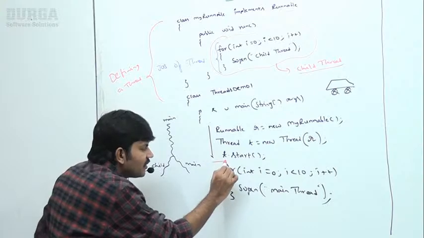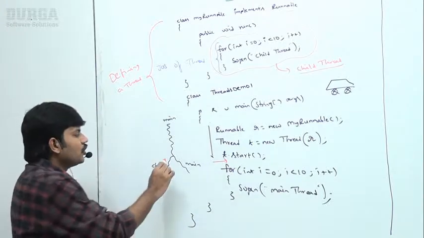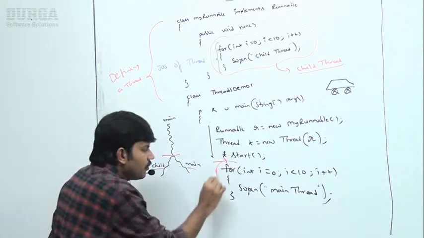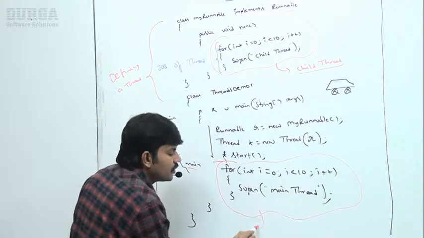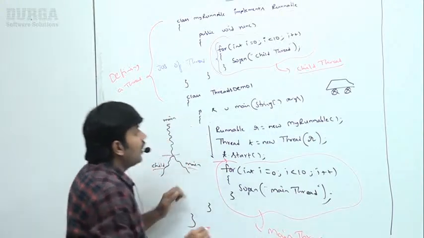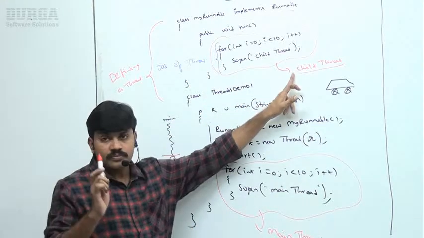Sir, after t.start, how many threads are there? Two threads are there: the child thread and the main thread. The main thread is responsible for executing this code. This code is executed by which thread? By the main thread, and this code is executed by the child thread.